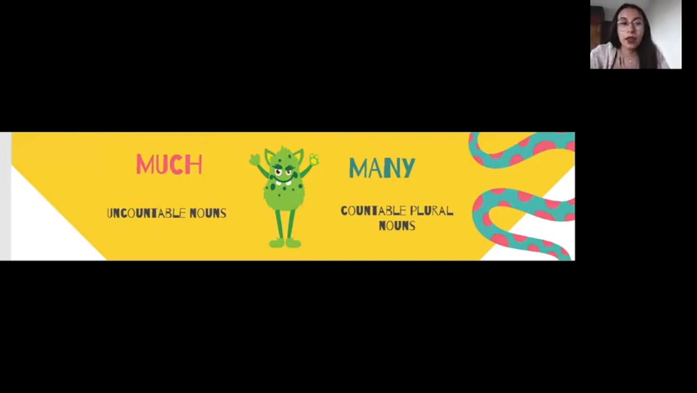It's the same thing, but what's the difference? La diferencia es que much lo vamos a utilizar con sustantivos incontables, no contables. And we are going to use many with countable plural nouns, sustantivos contables plurales. ¿Ok? Much, mucho, mucha, muchos, muchas.